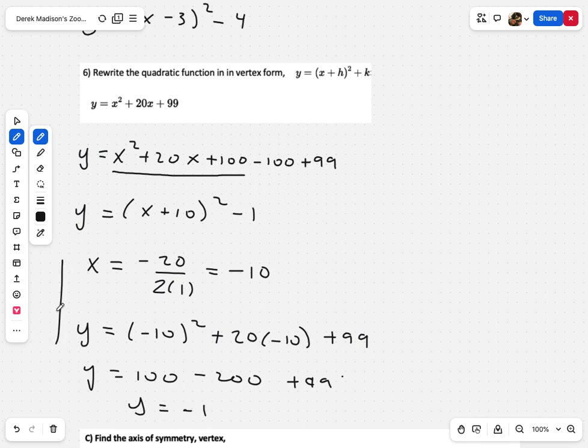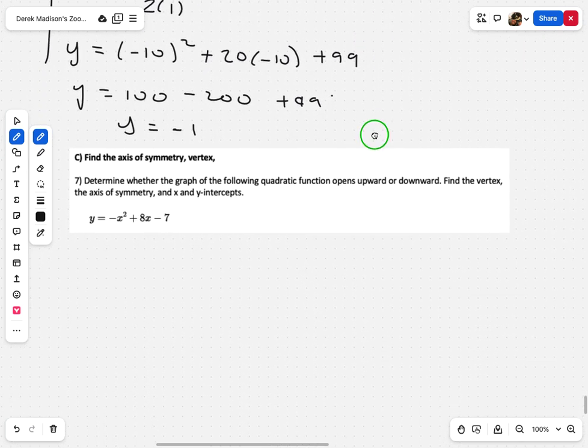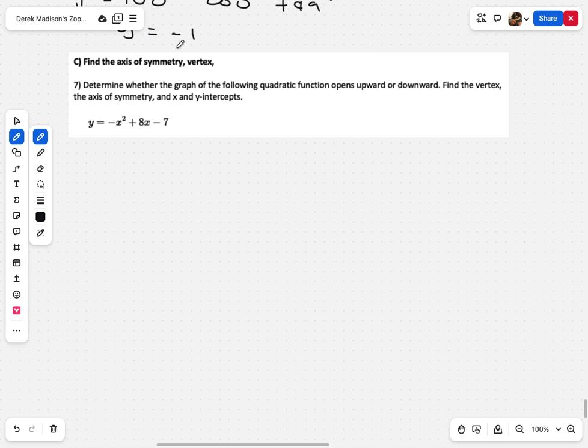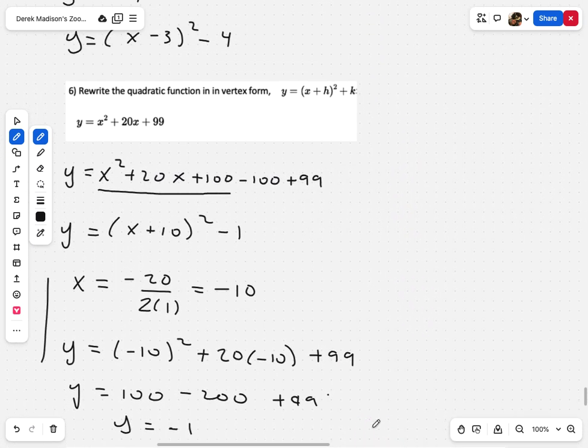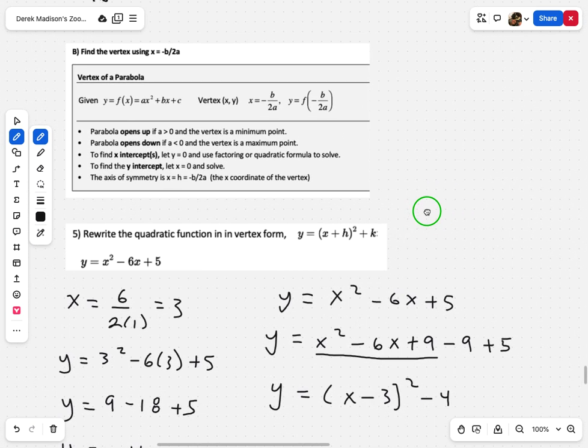So again, either of these two methods work. Whichever one you prefer is a good one for you to do. For these last few, they're asking us a few more questions. They're asking, does it open up or down, find the vertex, find the axis of symmetry, and find the x and y intercepts. So let me go back to this box for a second.